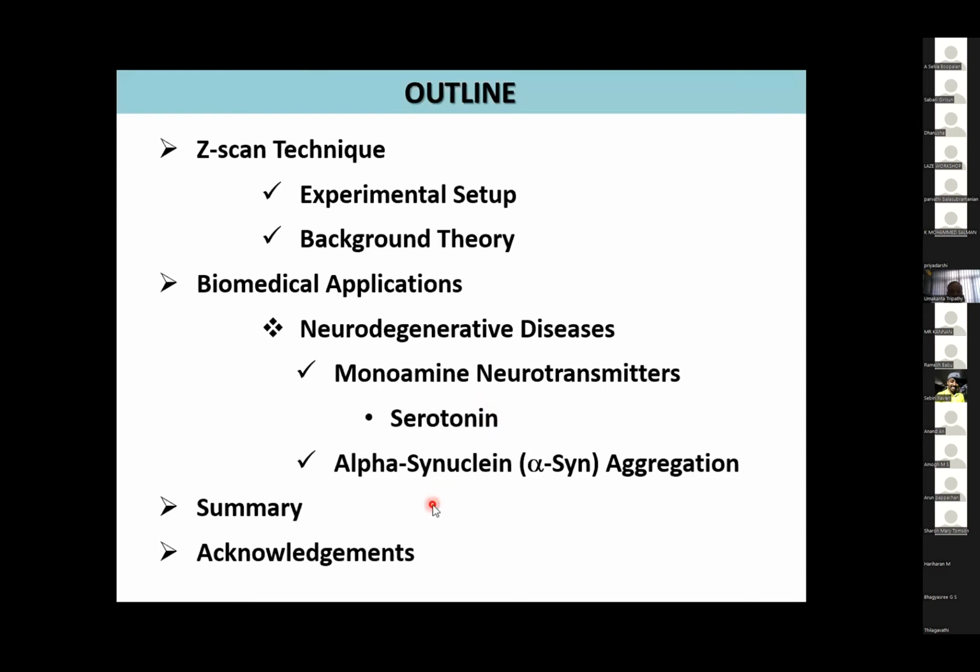There is another hypothesis that the aggregation of a certain class of proteins causes neurodegenerative diseases. We'll pick up one of those proteins, called alpha synuclein, which is specifically linked to one of the neurodegenerative diseases. We will talk about that: Parkinson's disease. Then we'll summarize, and finally I will conclude the talk with acknowledgements.